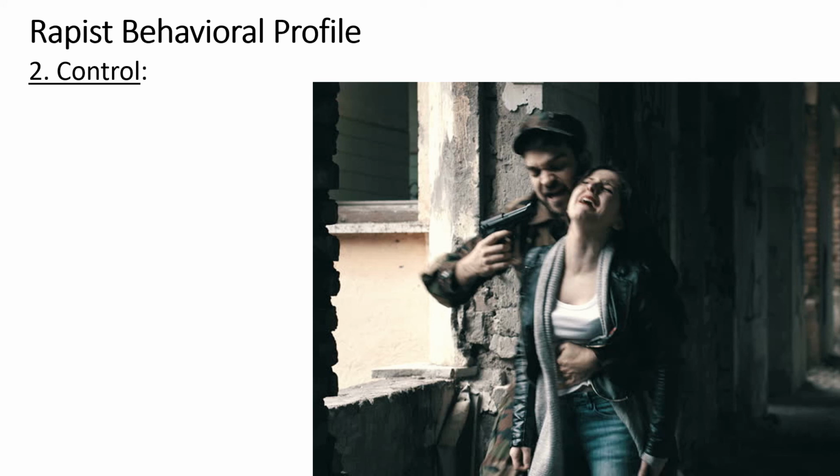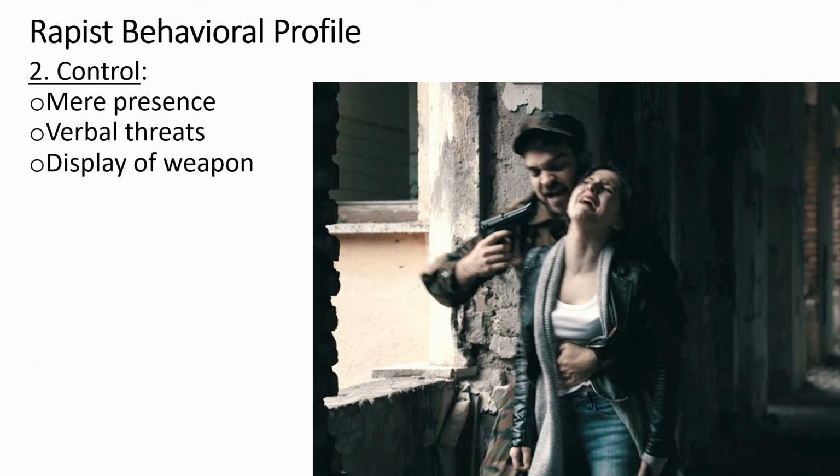The second category, control. Some rapists use what's known as mere presence, which means that their presence is so intimidating and the woman knows what he wants, and she's so scared that she doesn't resist. So his mere presence is enough to commit the crime. The next level up would be verbal threats. Don't move or I'll hurt you. Next level up, display of a weapon, whether a knife or a gun, which convinces her to submit to what he's doing.